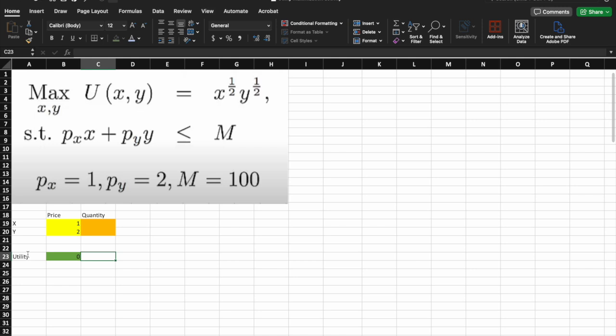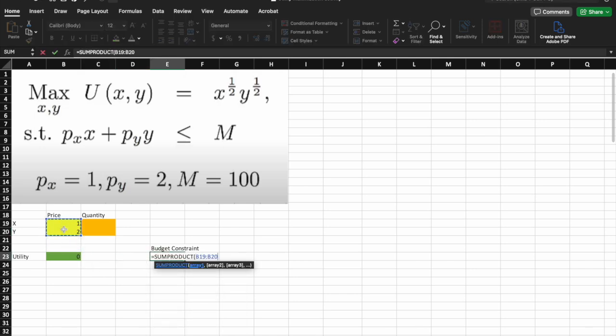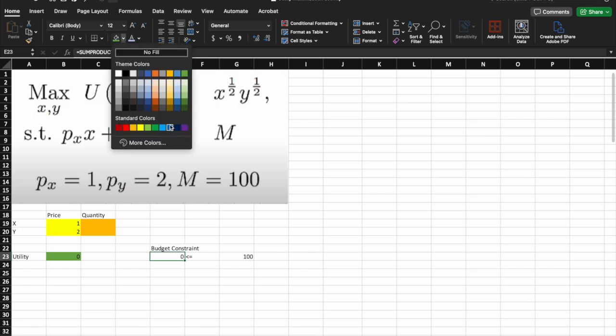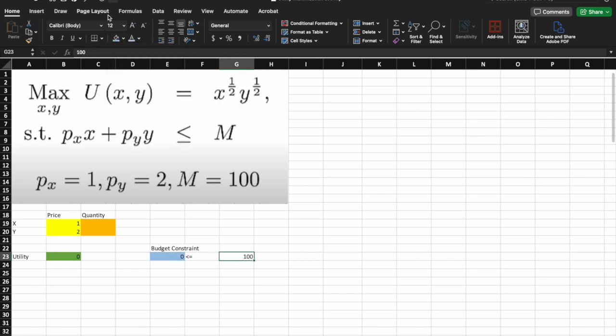Okay. Now, the last thing that we're missing here to start solving this is we also need our budget constraint. Okay, so this is going to be our French flag. So subject to, this is the constraint here, the price of X times X and the price of Y times Y. So here we can actually just do a SUMPRODUCT of the price and the quantity. And we want this to be less than or equal to our budget constraint of 100. So we're going to color code these here. So this is our French flag. So we're going to do blue on this side and red on this side.